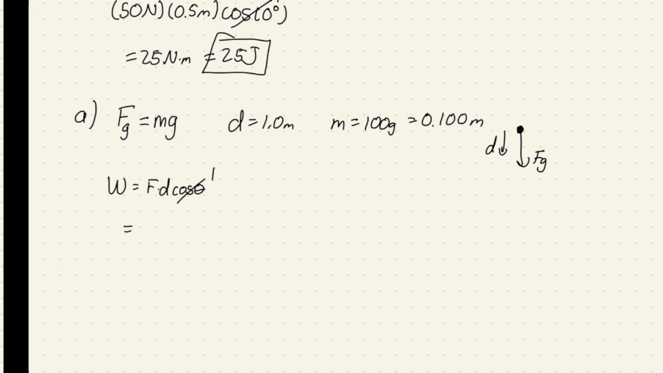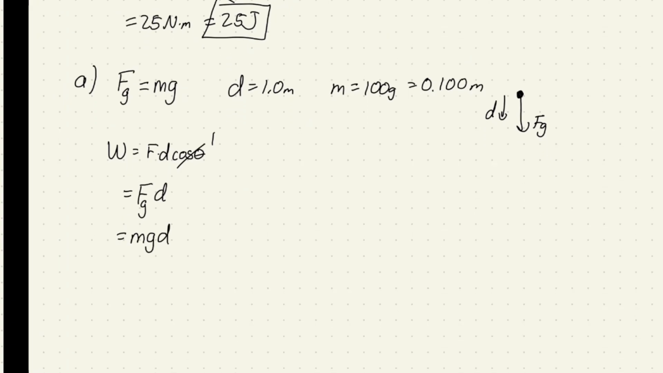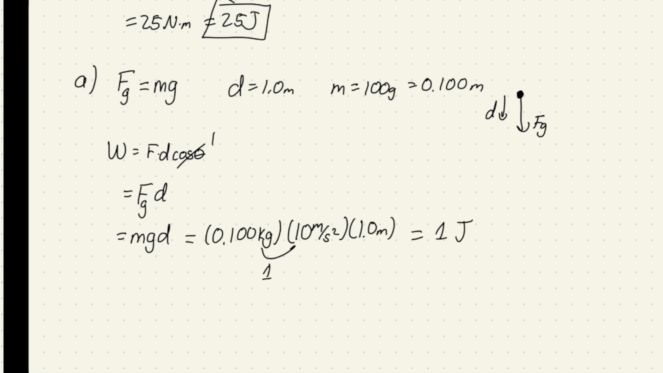My force, however, I don't really know what that is directly, but I do know the mass. I do know g, so I can calculate it as F sub g times displacement. My F sub g, that's mass times gravity, times my displacement. And then I can plug in some numbers. So my mass is 0.100 kilograms. My g value is 10 meters per second squared, and my displacement was 1.0 meters. And so if I do 10 times 0.1, that's 1. So then 1 times 1 is just 1, and the total work done would be 1 joule.